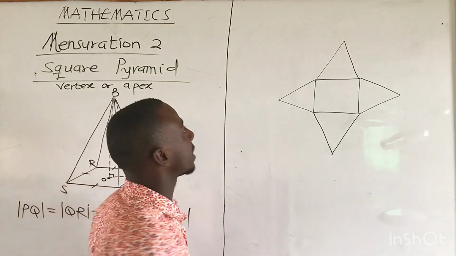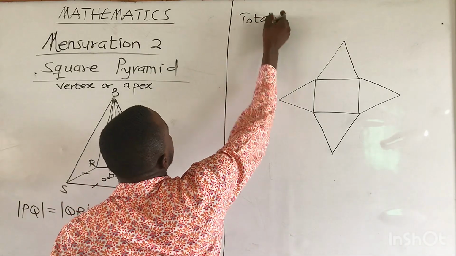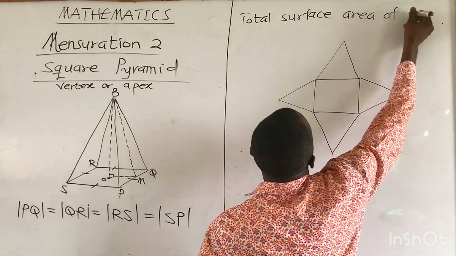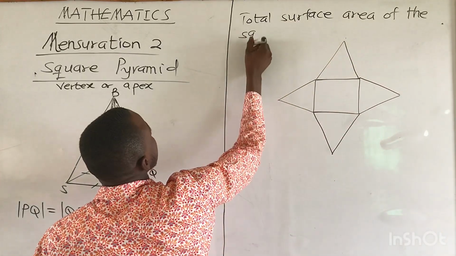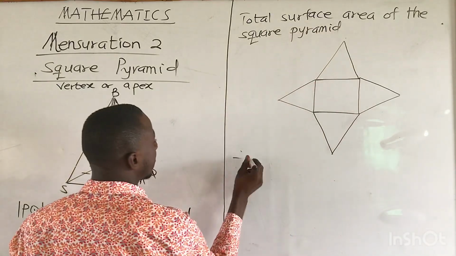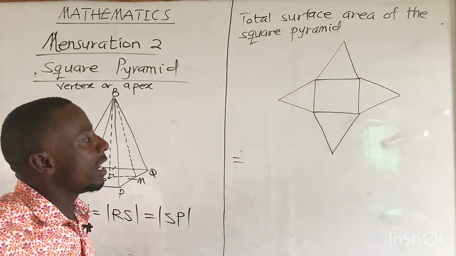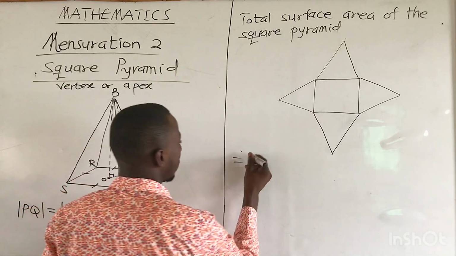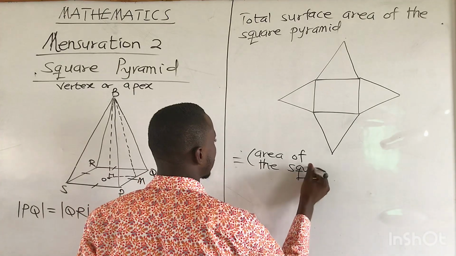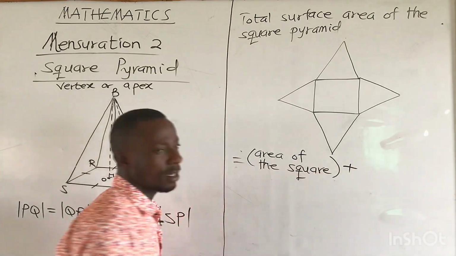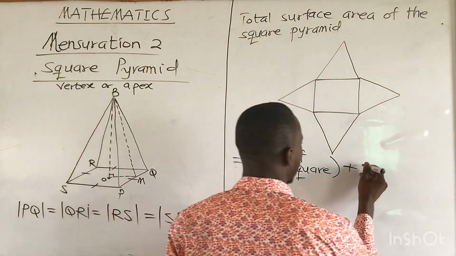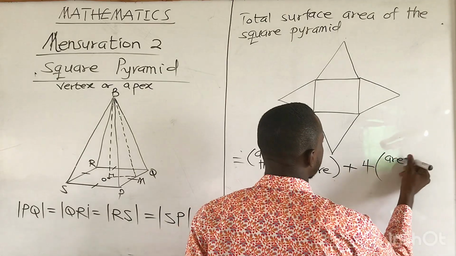So if you want to find the total surface area of the square pyramid, it is given by the area of this square, so area of the square, plus the area of the four triangles. As simple as that.